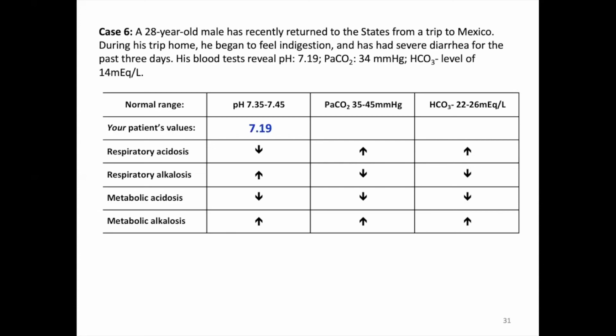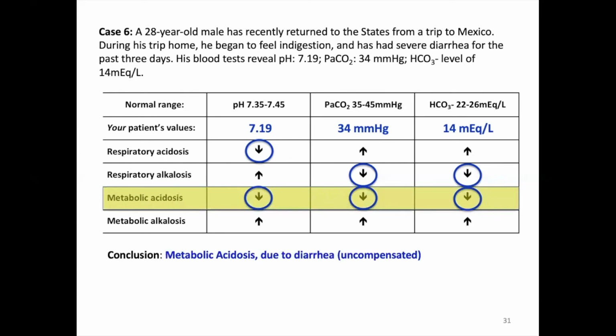So filling in our values, we've got a 7.19 for our pH, 34 millimeters of mercury for our CO2 levels, and 14 for our bicarbonate levels. When we're looking at things that are out of range, they all are out of range. So we've got a low pH, a low partial pressure of carbon dioxide, and a low bicarbonate level. Looking at low levels all the way across the board, we are looking at metabolic acidosis. So this is metabolic acidosis, probably due to the diarrhea. And we are pretty much uncompensated at this point, simply because our pH is still way low, but our partial pressure of carbon dioxide has not dropped tremendously. It's only dropped a very small amount. So really, this is virtually uncompensated.